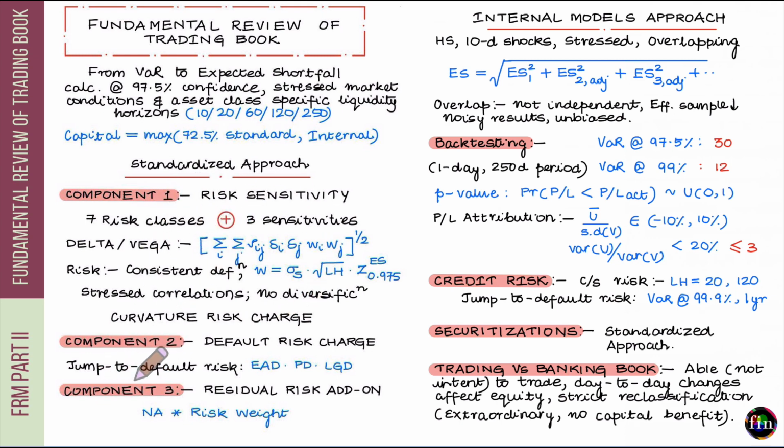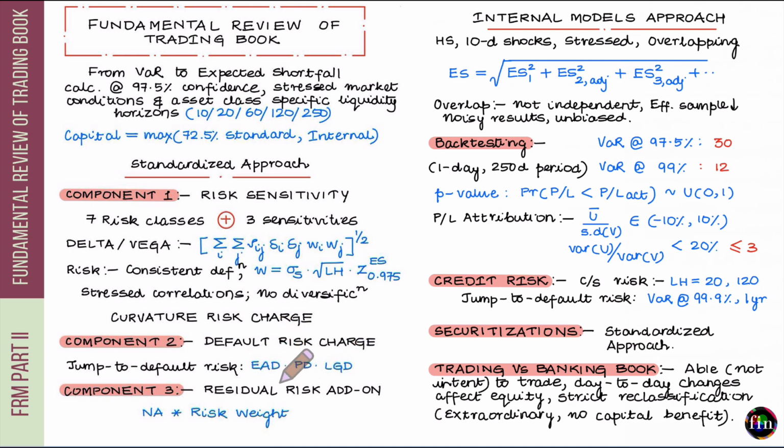To account for jump to default risk, you compute a default risk charge using a simple formula that looks something like this. Exposure, that times a default rate, or let's say probability of default, that times a loss given default. Again, in this formula, the default rate and the loss given default, both of these come from the Basel Committee. The bank only has to supply the level of exposure.